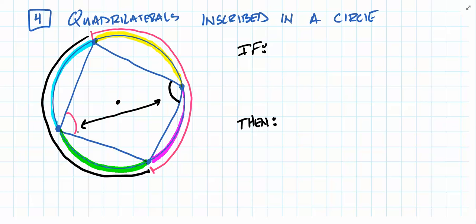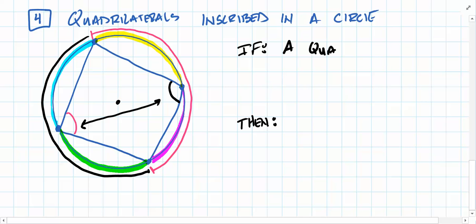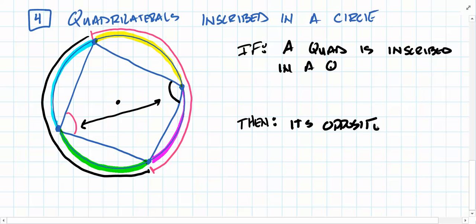If a quadrilateral is inscribed in a circle, then its opposite angles are supplementary. What does that mean? It means that they add up to 180 degrees. Opposite angles are supplementary.